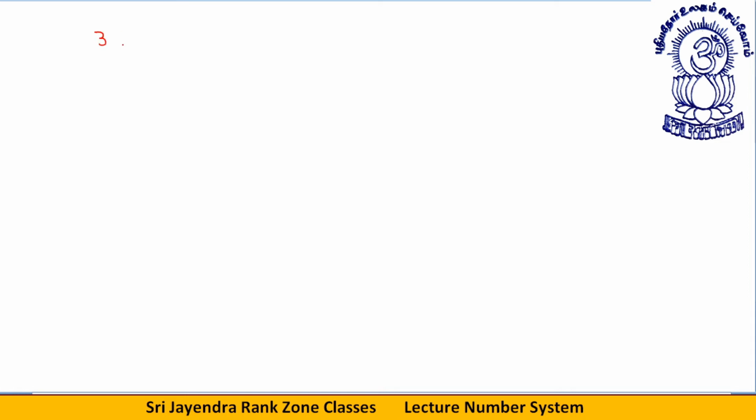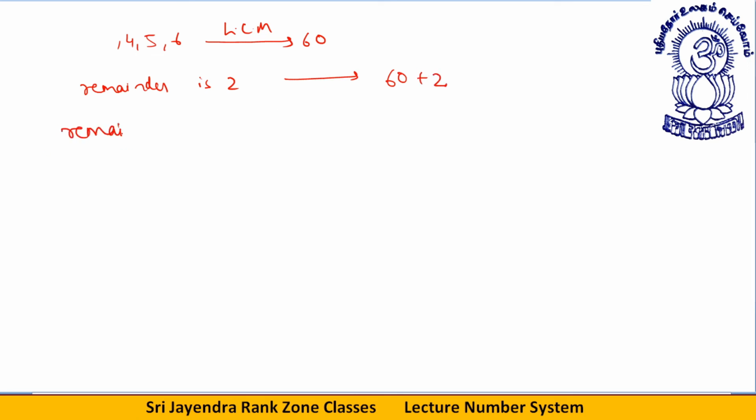Let's talk about 3, 4, and 5, or 4, 5, and 6. Their LCM is 60. Now, when the remainder is 2, what we used to do is 60 plus 2. But if I say the remainder is minus 1, then what will happen? I'll say the number is 60 minus 1, that is 59. My negative remainder concept I have already told you.